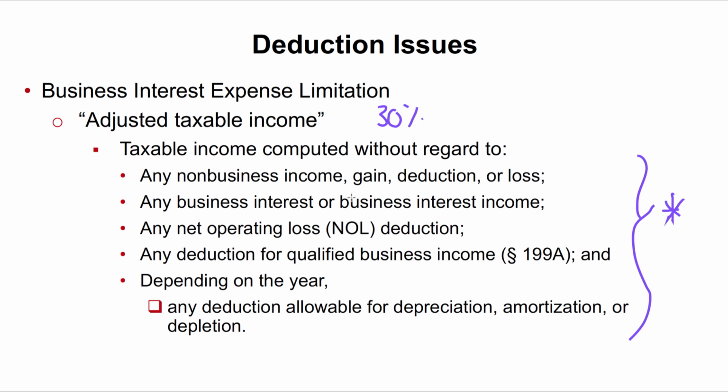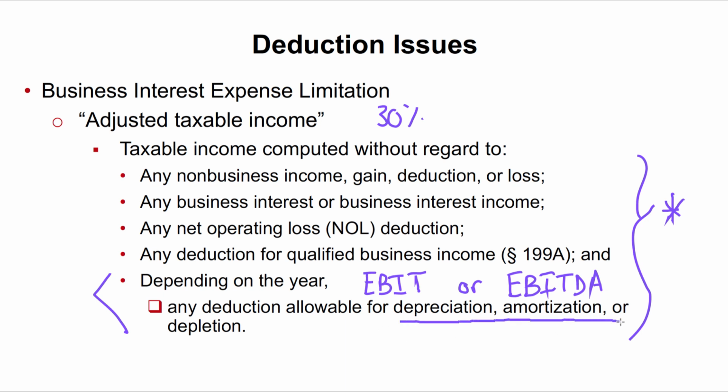So you'll see that taxable income is computed without regard to non-business income, gain, deduction, loss, any business interest, any net operating loss, any Section 199A, and this is important, depending on the year, it could be earnings before interest and taxes, or it could be earnings before interest, taxes, depreciation, and amortization, EBITDA. Because right here, any deduction for amortization or depletion. So this last point, depending on the year, might be part of that.